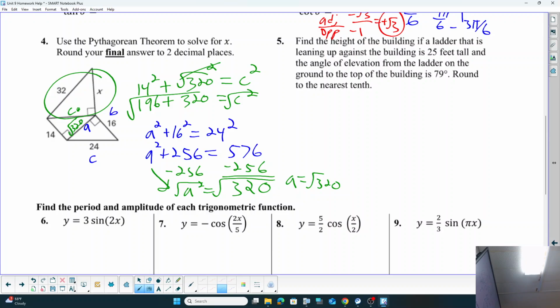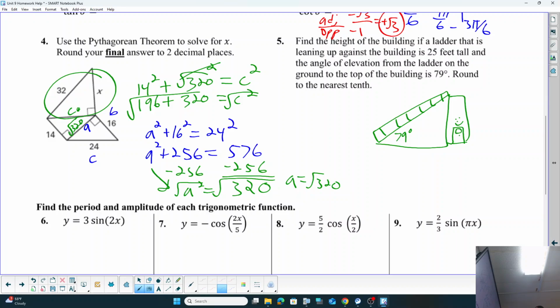Find the height of the building if the ladder that is leaning up against the building is 25 feet tall and the angle of elevation from the ladder to the ground on top of the building is 79 degrees. So here's our ladder. Here's our building. It's supposed to be a door. A window. Oh, so nice. Yeah, smiley face.